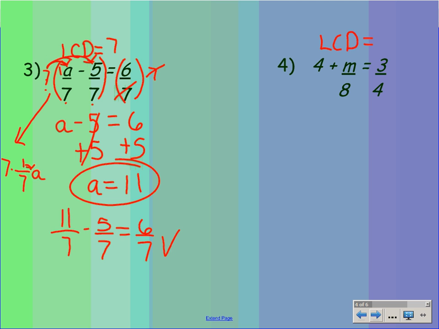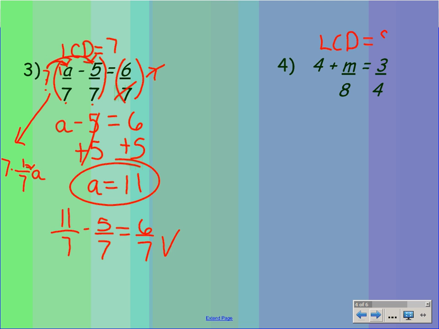You really just have to find a number that 8 and 4 will go into. The advantage of finding the LCD, or least common denominator, is that you're going to keep your number smaller, thus making the problem a little easier to work with. So if I chose 16, that would be okay. If I chose 24, that would be okay. If I chose 32, or 40, you get the point, because 8 and 4 go into all of those numbers. But the least common denominator, wait for it, what is it?